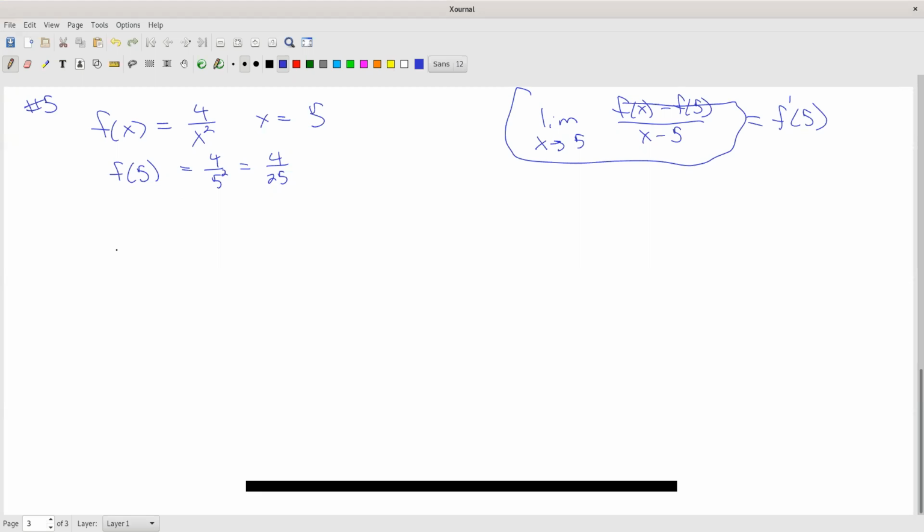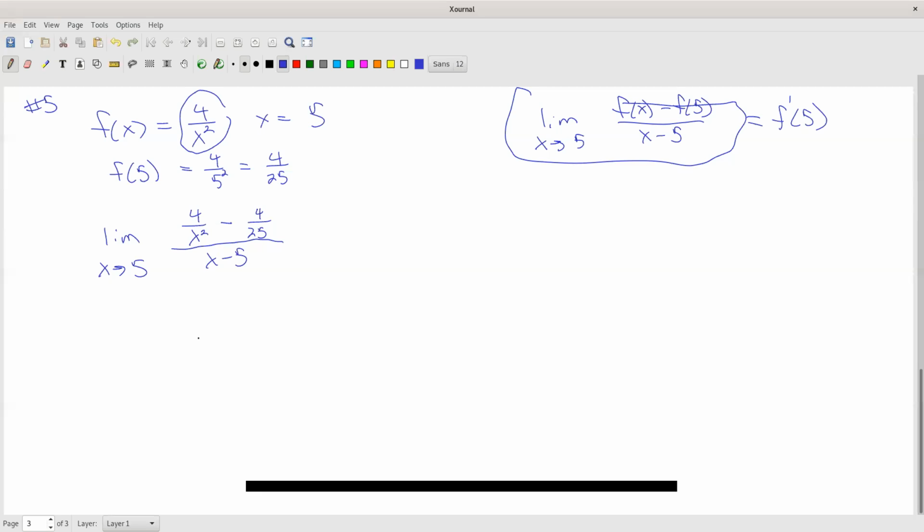So let's see. Limit as x approaches 5 of the fraction f of x. Well, this is my f of x right there. So 4 over x squared minus f of 5. And that's 4 over 25. And in the denominator, I just have x minus 5.